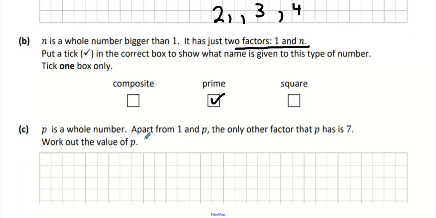Okay, P is a whole number. Apart from 1 and P, the only other factor P has is 7. Work out the value of P. Apart from 1, the only other factor it has is 7. So let's count up in the sevens. 7 only has a factor of 1 and 7. So P has 3 factors basically. If we use 14, P is a whole number. Work out the value of P.